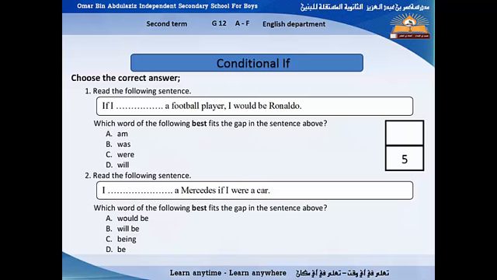So what I want you to do is to look at the missing part. Once you see the missing part, move to the part which is given in order to decide which if you are dealing with. Are you dealing with if 1 or 2 or 3, as we did in these two sentences.